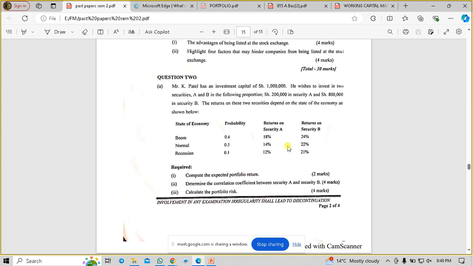Yes, 1.156. Let's add 2.704 plus 0.98 plus 1.156. What do we get as the total? Yes, 4.84, then the square root. What is the square root of 4.84? 2.2. That is the answer.